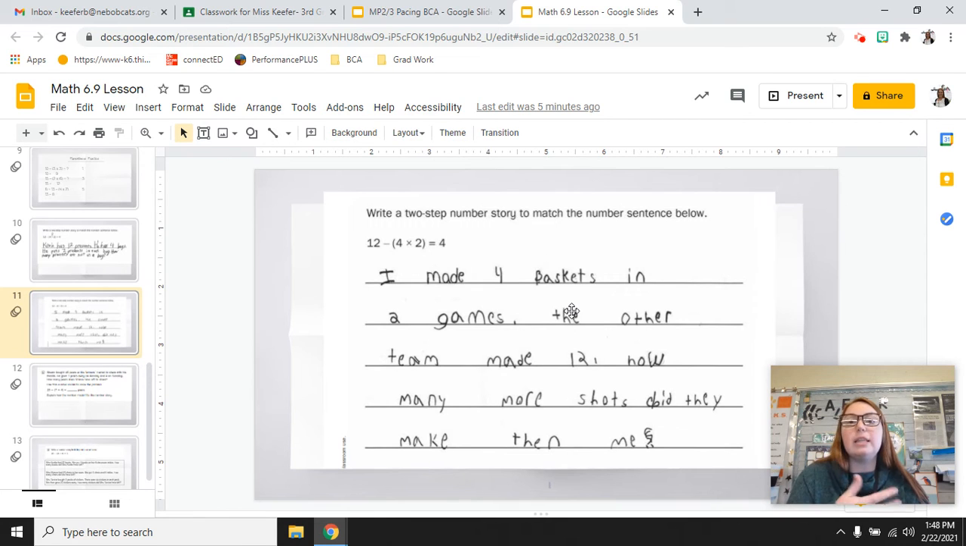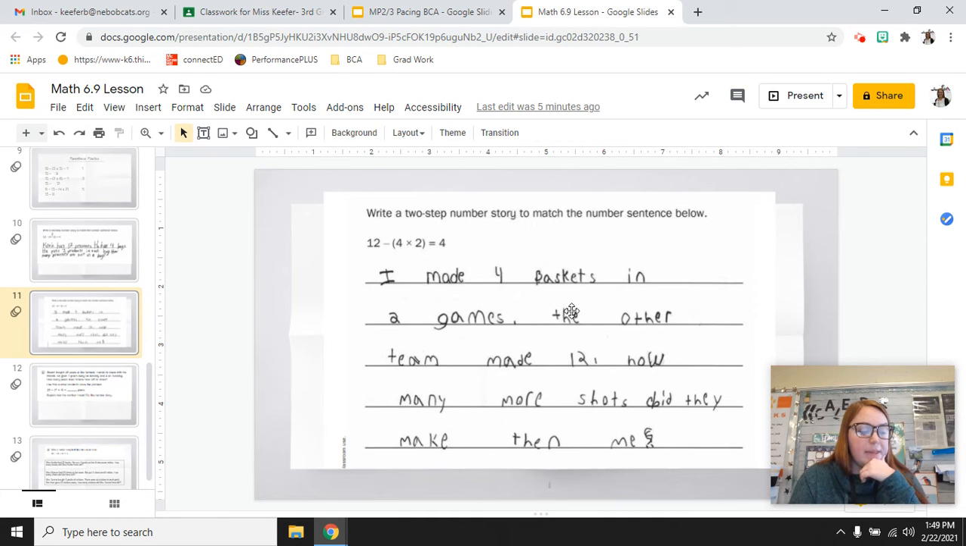Then the child could say that the other team also made 12 baskets. How many more shots did they make than me? So then they could subtract the 12 minus the 8. So in that case, the 12 would represent the number of baskets the other team made, and then the first 4 would represent how many baskets they made in the first game, and then the second 4 would represent how many baskets they made in the second game.